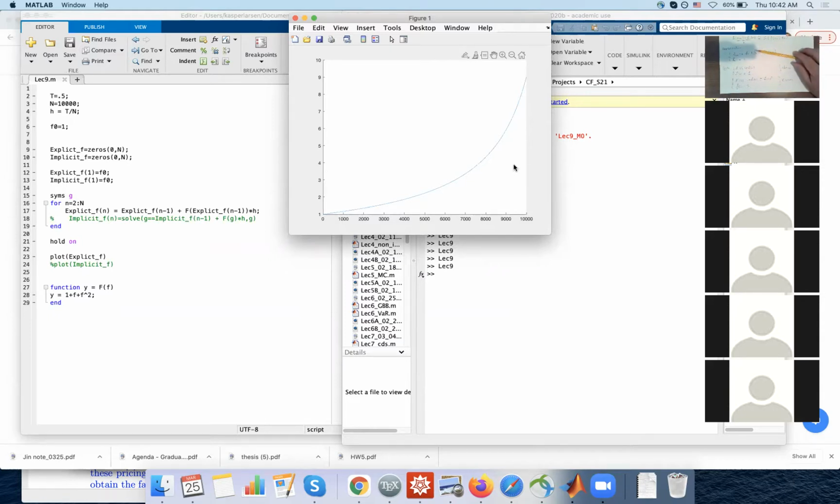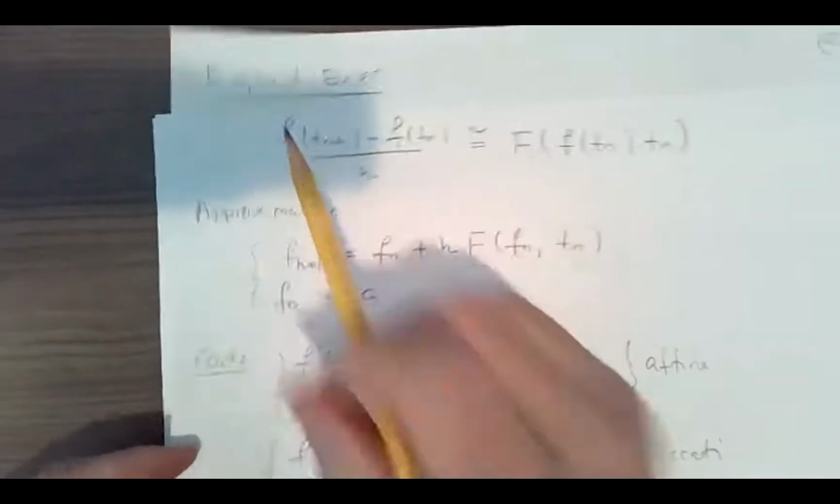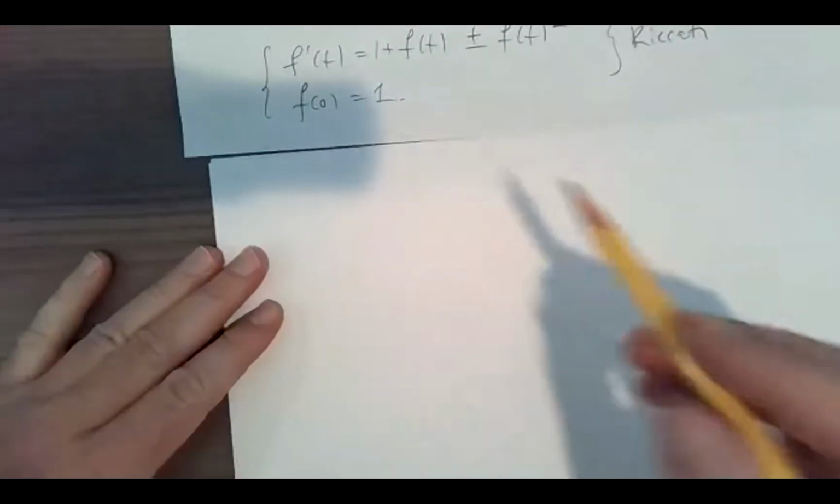This was the explicit Euler. We can also do the implicit Euler, which is related to the backward discretization that we just talked about. So let's try to do that. Get back on the slides. So this was the explicit one. So now let's do the implicit one.